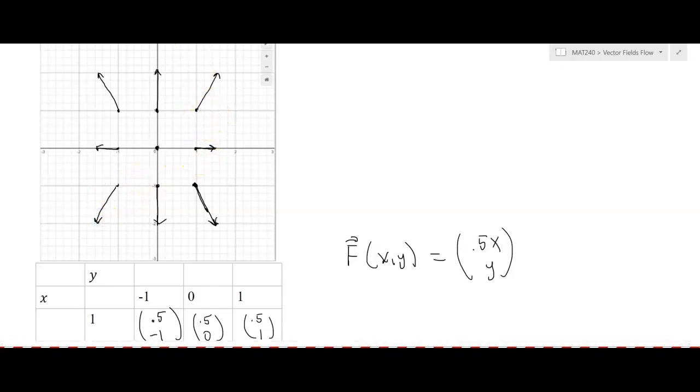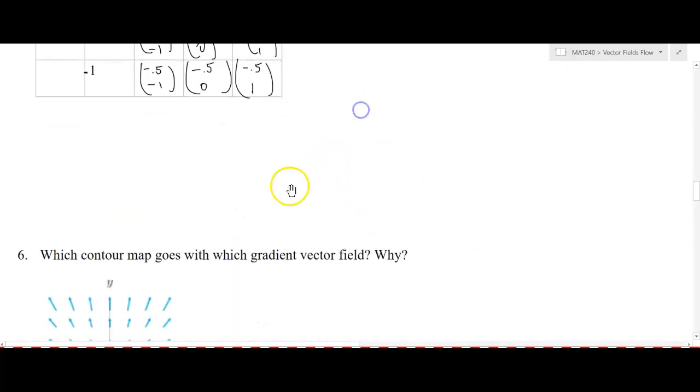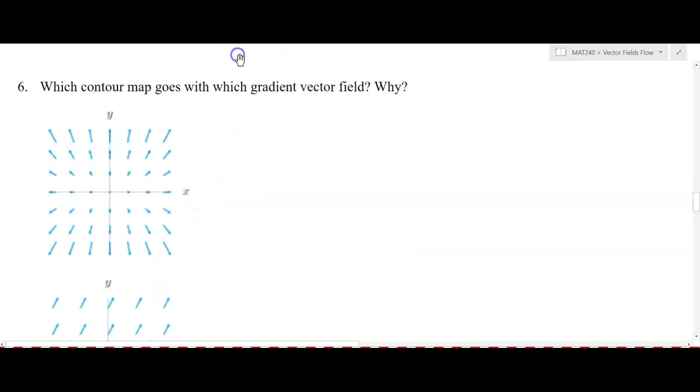So if we were to drop a particle in here, we can see that, provided that it doesn't land at the origin, that particle will flow away from the origin. So we have these nice functions called vector fields that allow us to do this.